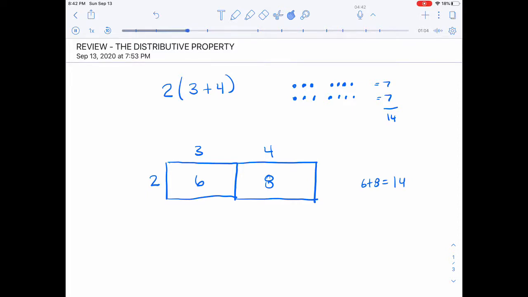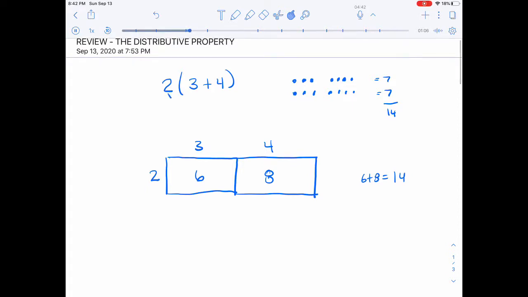Another way to do this would be to distribute the 2 to the 3, so 2 multiplied by 3, and then plus the 2 distributed to the 4, 2 times 4. That's equivalent to 6 plus 8, which is equivalent to 14.